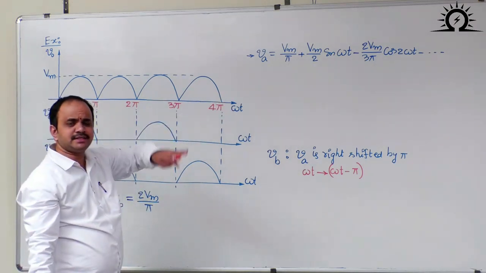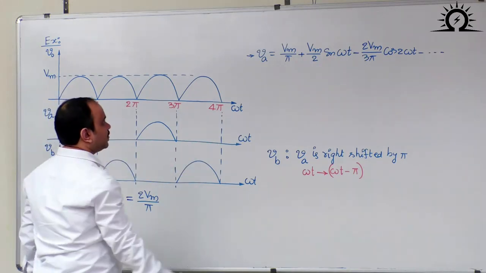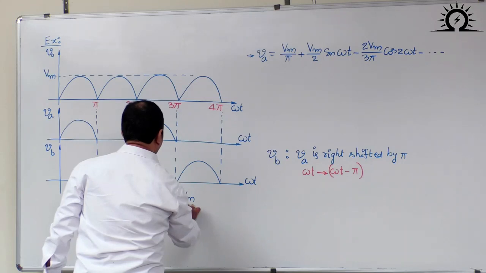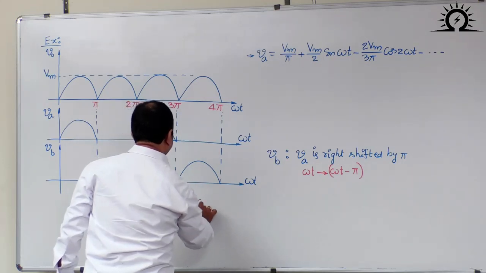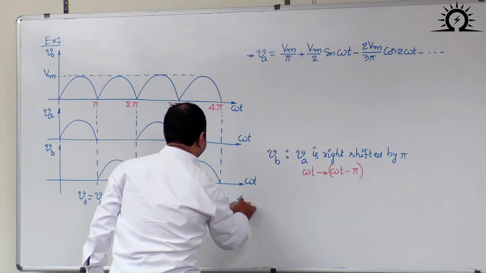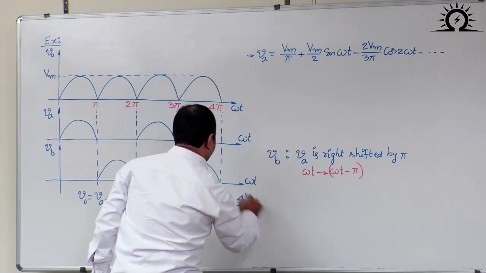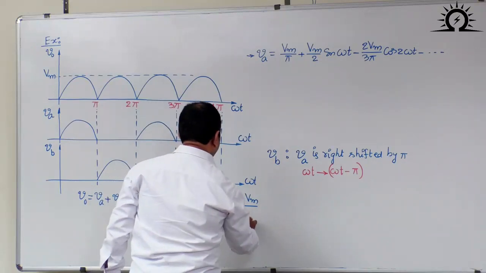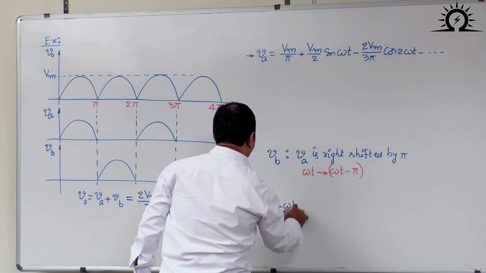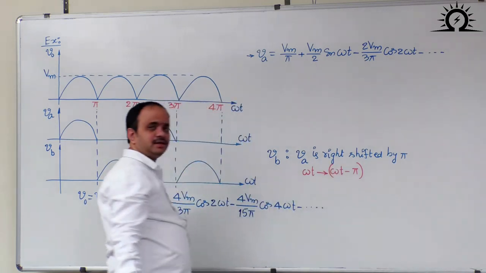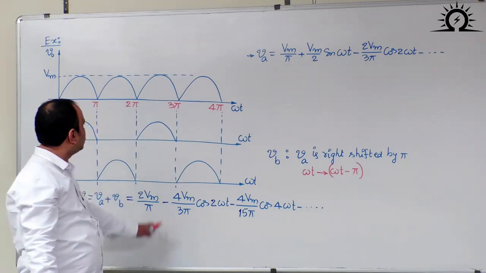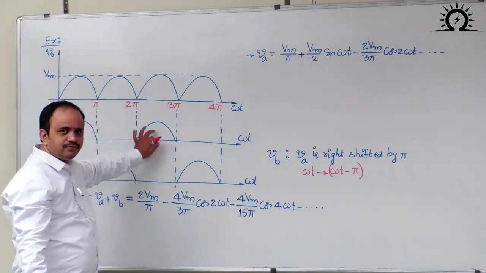sin omega t minus sin omega t, both will cancel out. The next term is minus 4Vm by 3 pi cos 2 omega t, minus 4Vm by 15 pi cos 4 omega t and so on. Okay, this is the Fourier series expression for this particular waveform.